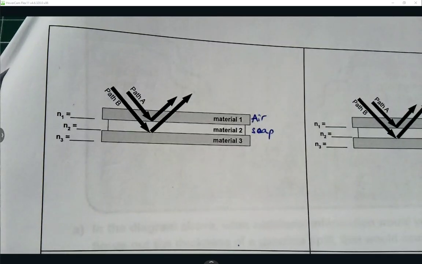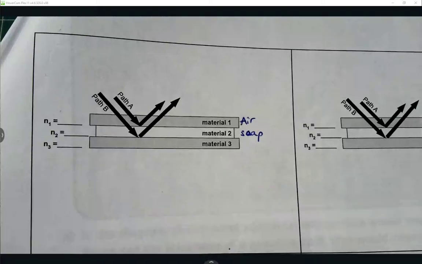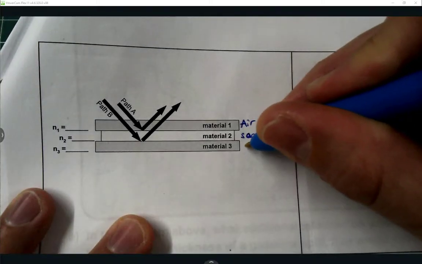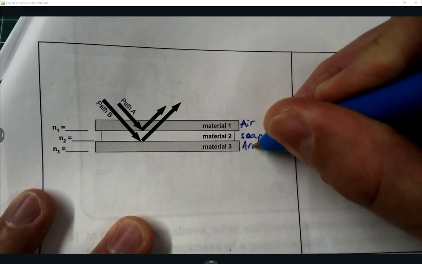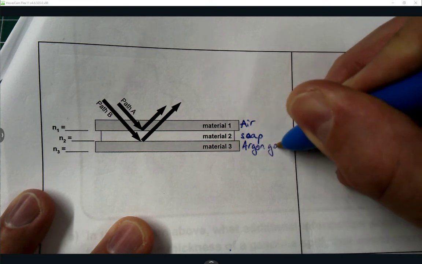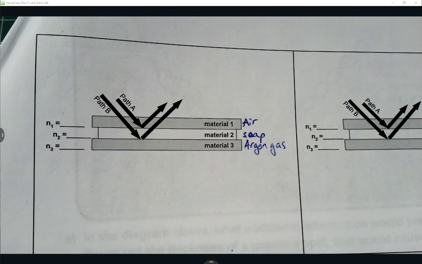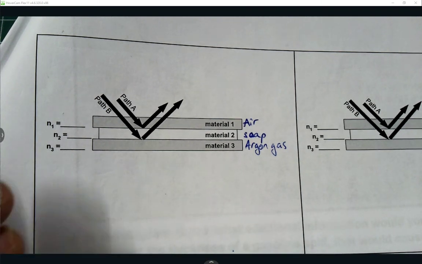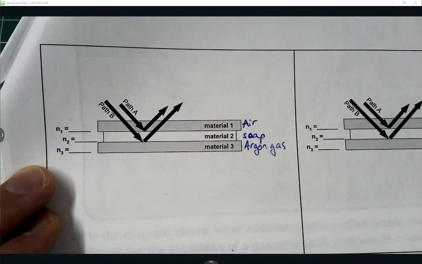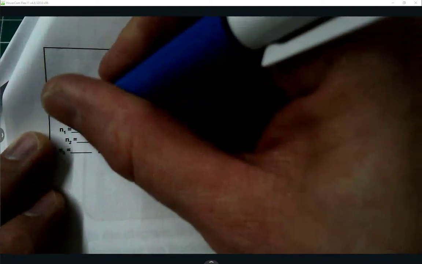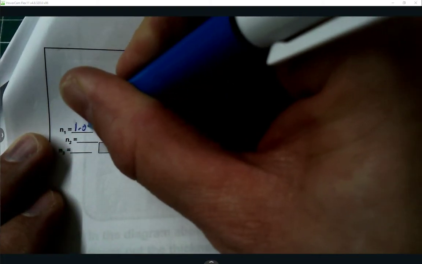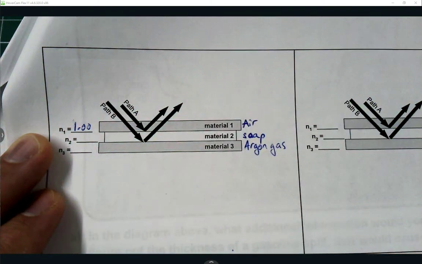Okay, air, soap, and just to be weird, let's let the bottom one be argon gas. Can't think of why we would do this, but sure. There's a soap film floating above argon gas, or maybe this is a bubble that's been blown with argon gas, as opposed to just breathing. Anyway, air, soap, argon gas. And so the indices of refraction would be 1.00 for air. It's about the same as a vacuum.